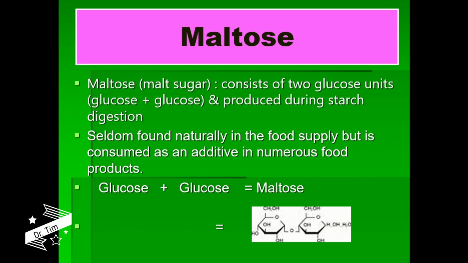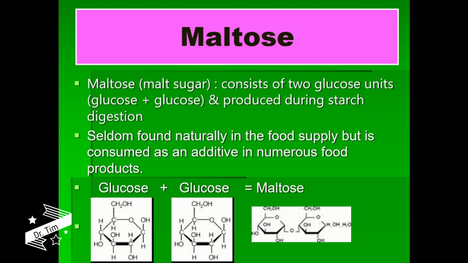So let's see what maltose is. Maltose is malt sugar that consists of two glucose units. So glucose plus glucose becomes maltose. It's seldom found naturally in the food supply, but it is consumed as an additive in numerous food products. The chemical structure of glucose, shown in this figure, combined with another glucose, becomes maltose.